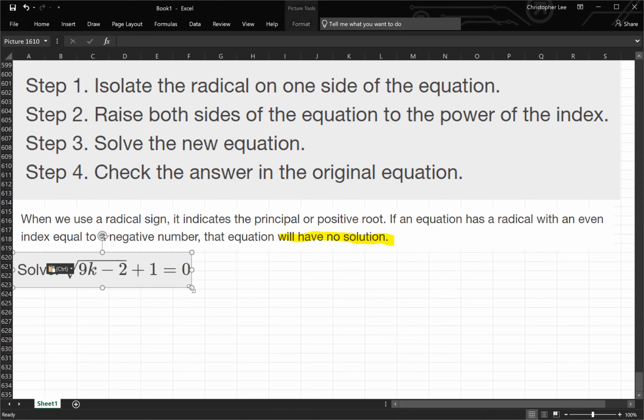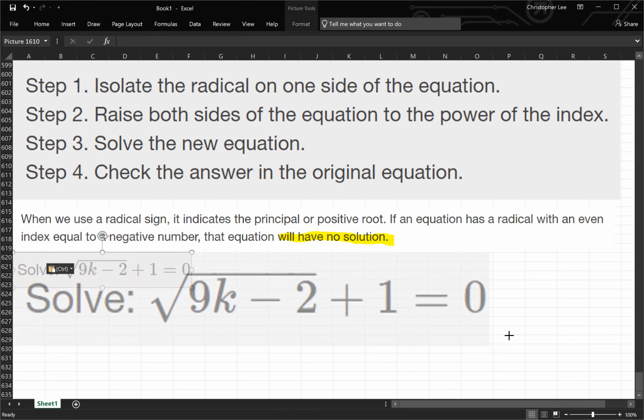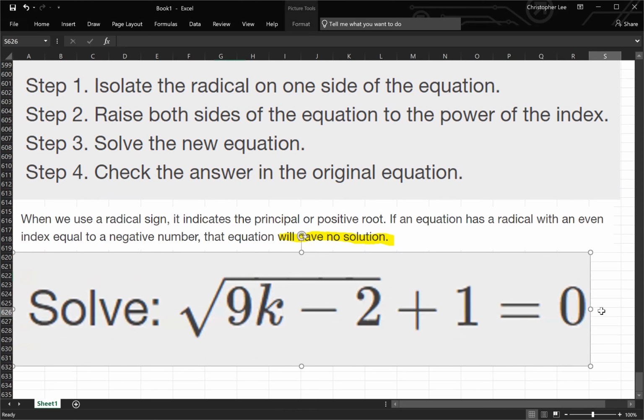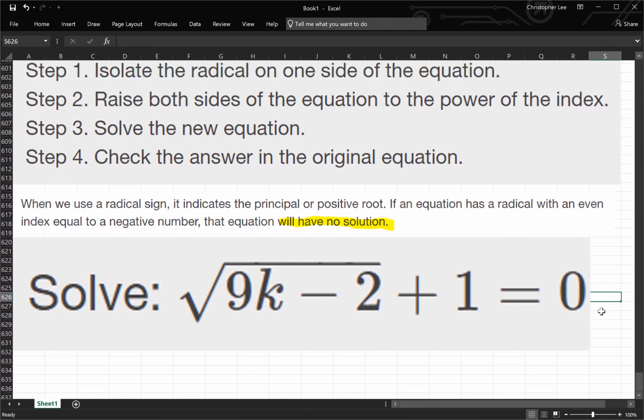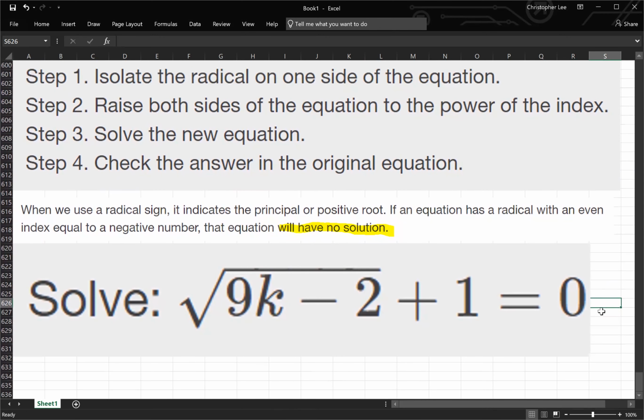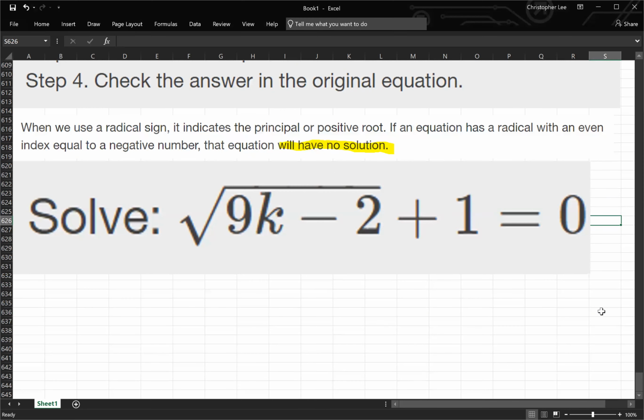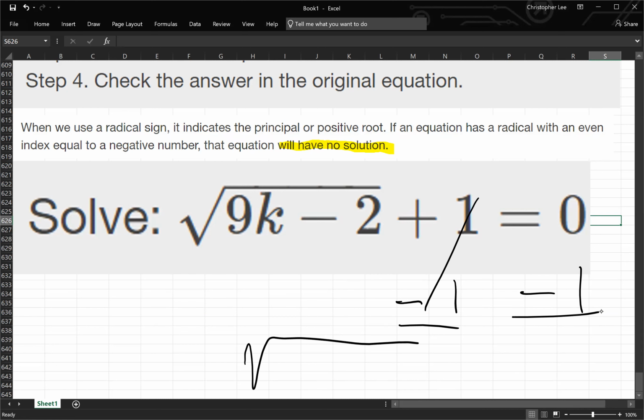Let's check this out. Y'all have the steps, so what do I do? Oh man. All right, so let's do that. I'm gonna subtract one from both sides. I'll do the one side, you do the other together. So what do I have? I have square root 9k minus 2 is equal to -1, right?